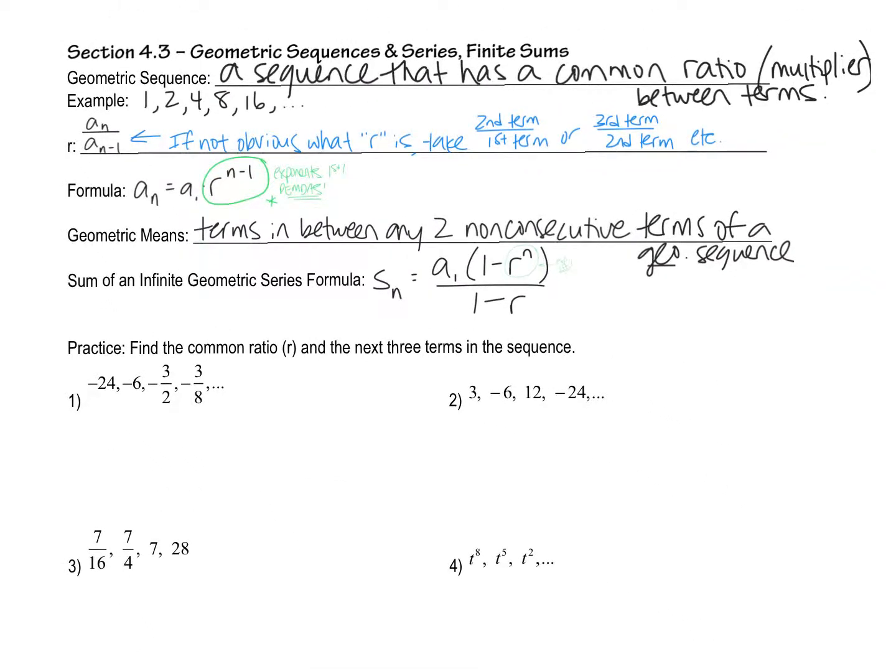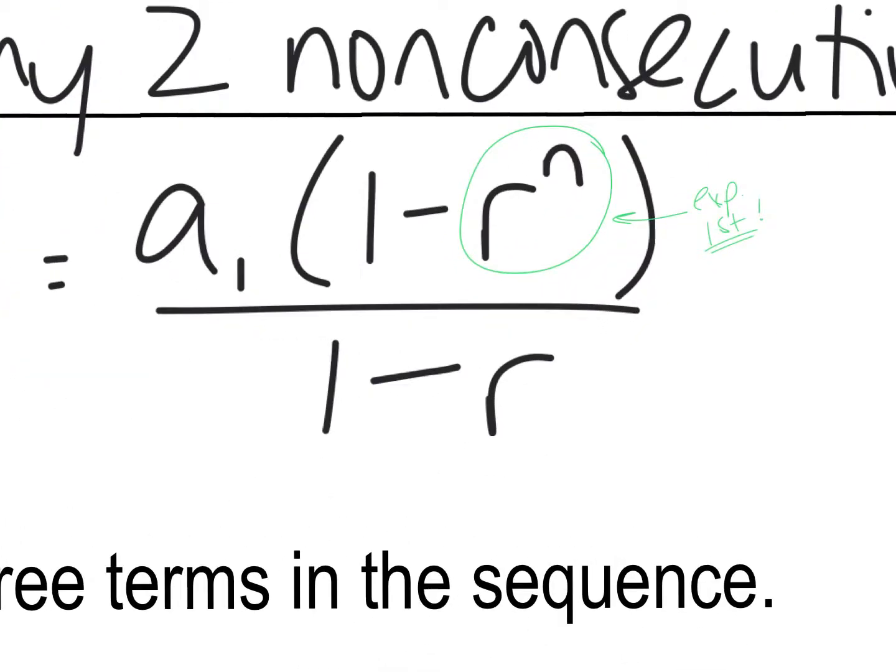We also have geometric means. Same thing as arithmetic means. It's just terms in between any two non-consecutive terms, but of a geometric sequence. So we'll practice that as well. The last thing is we have another formula for the sum. We have formulas for arithmetic sequences for the nth term and for the sum. We have 2 of them for geometric as well, for the nth term and for the sum. So here it is. And again, be careful with the exponents here. You can't subtract 1 minus r and then raise it to the n. You have to do r to the n first and then do 1 minus that answer. So keep in mind those algebra skills.